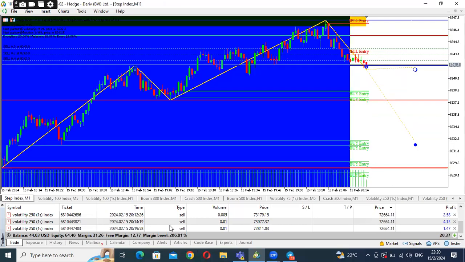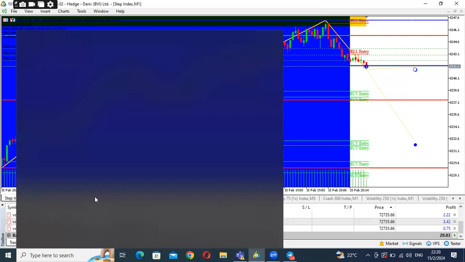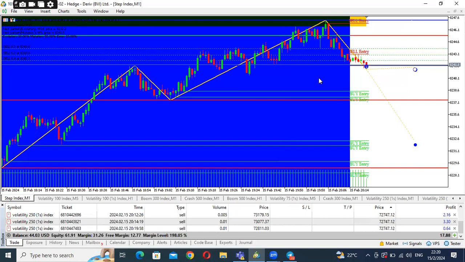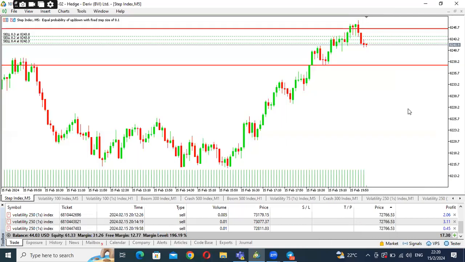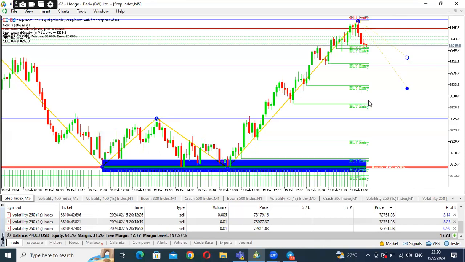So step index has reached our TP on M1. I think it's time to secure the bag so that we won't risk. Let me check on M5. I want to see what's happening on M5. Oh, M5 is tripping, but it's moving.